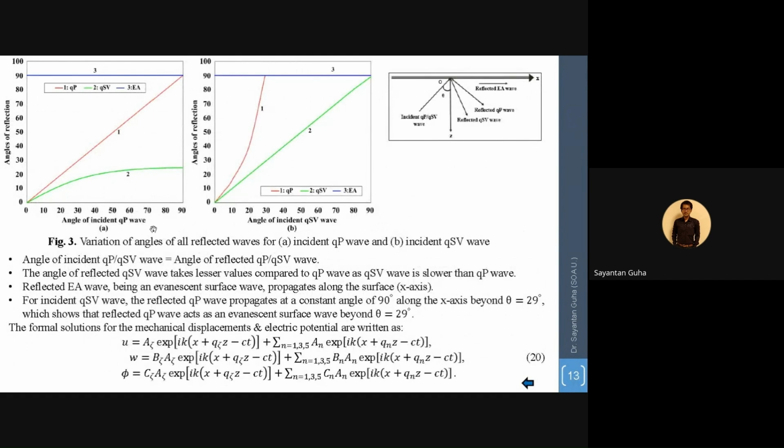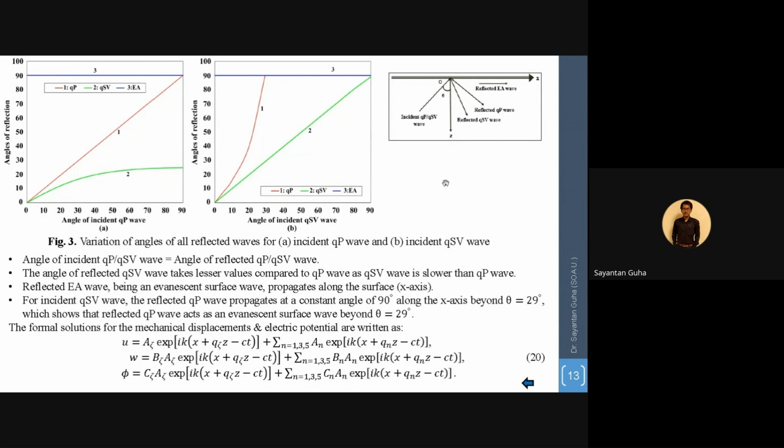Observe figure A, for example. Here we have considered an incident QP wave first. As the angle of incidence keeps increasing, so does the angle of the reflected QP wave. That means angle of incidence is equal to angle of reflection. Now the QSV wave is slower than the QP wave, and being slower, it propagates closer to the z-axis, which means its angle is lesser than the angle of the QP wave, as can be seen over here. The magnitude of the angle of reflection of the QSV wave is much lesser than the QP wave. And the EA wave, being an evanescent surface wave, propagates constantly along the x-axis, which can be seen over here also. The EA wave, for all values of angle of incidence, propagates along a straight line, that is, taking a constant value of 90 degrees.